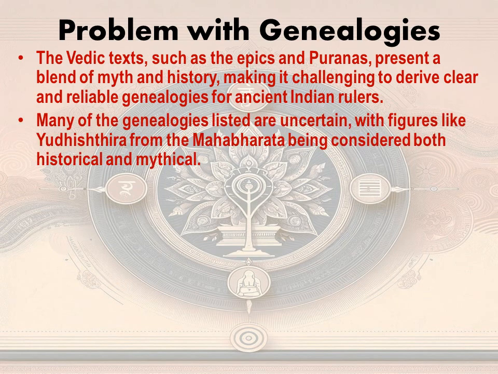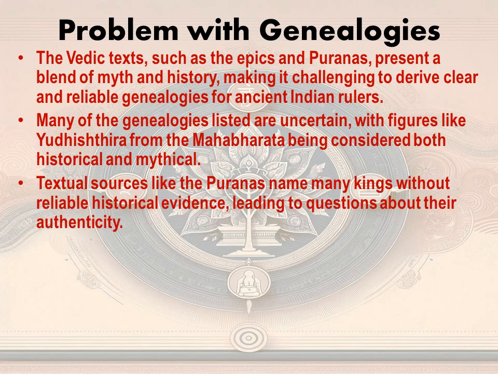Many of the genealogies listed are uncertain, with figures like Yudhishthir from the Mahabharata being considered both historical and mythical. So Yudhishthir is a character who, for example, can be considered a historical character. Maybe there was a person, there definitely must have been a person named Yudhishthir, and later he has been depicted in the epic of Mahabharata. But whether the entire account of his life is true or not, that is very difficult to establish.